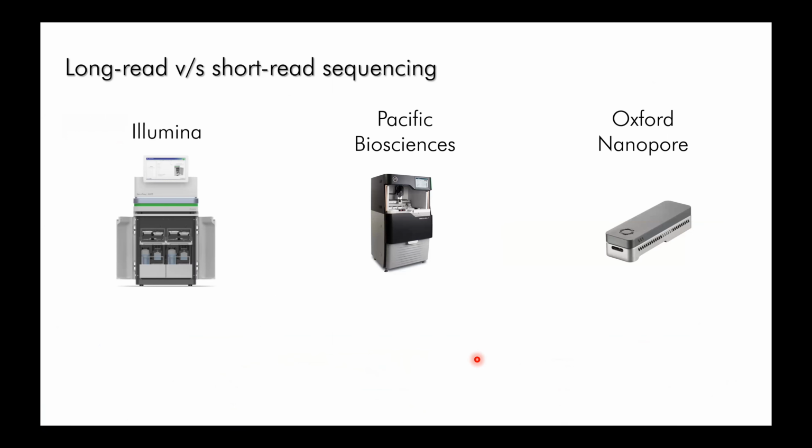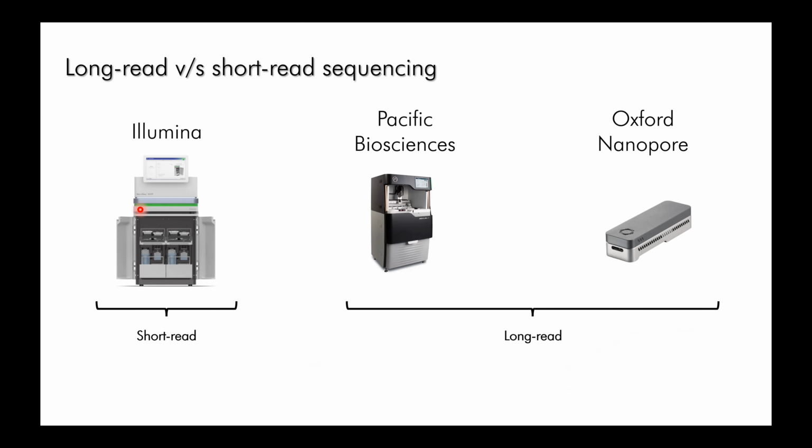Now, the title of that talk contains long-read sequencing. So first of all, what is long-read sequencing? We currently have three dominant sequencing technologies: Illumina, PacBio, and Oxford Nanopore. Illumina is a short-read sequencing technology. These other two are long-read sequencing technologies.